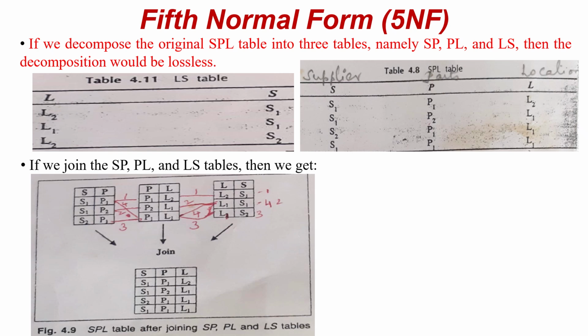S1 P1, again P1 is here. So P1 to L1, L1 to S1, S1 is there, so then we can add that. Then L1 to S2, then S2 to P1, we can add it like that. Like that we can do it, and we get the original table. After joining, we get only the 4 rows, which are S1 P1 L2, S1 P2 L1, S2 P1 L1 and S1 P1 L1, the same as the original.